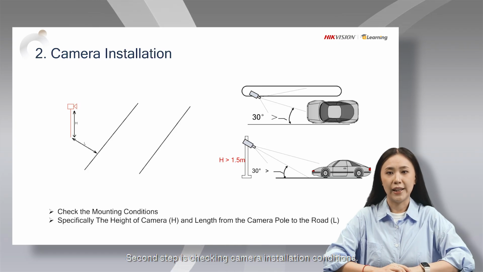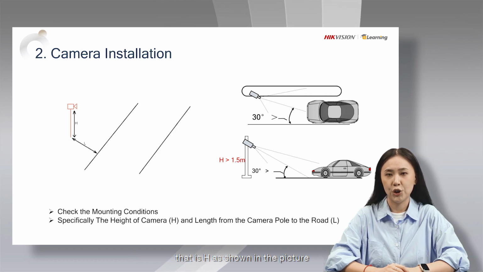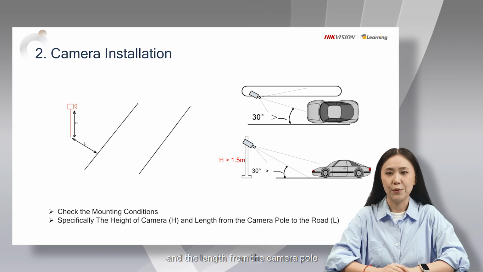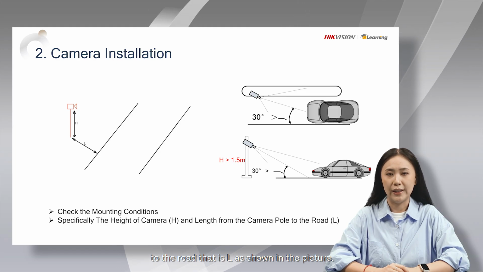Second step is checking camera installation conditions. We need to pay more attention on the height of camera, that is H as shown in the picture, and the length from the camera probe to the road, that is L as shown in the picture.